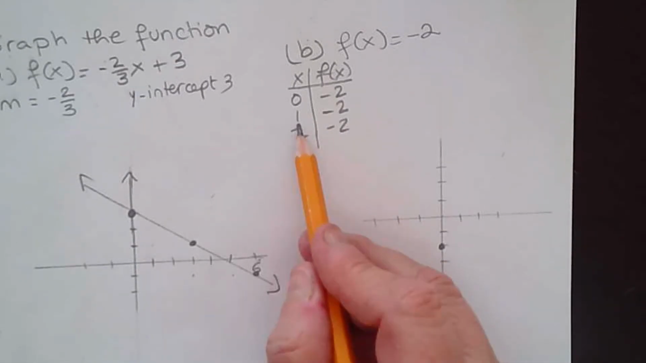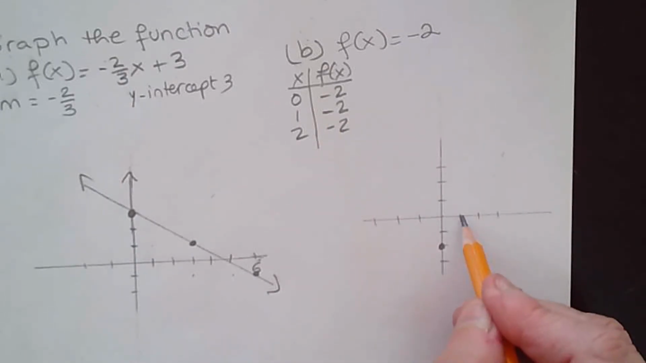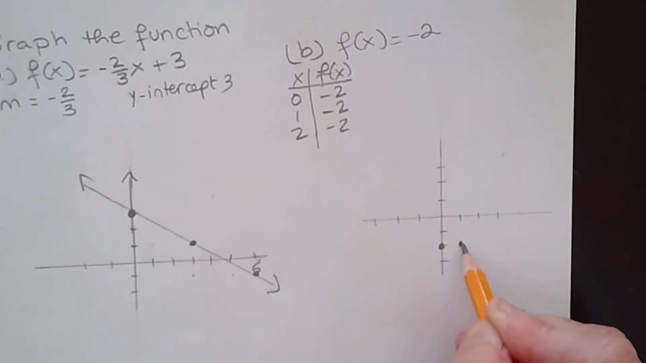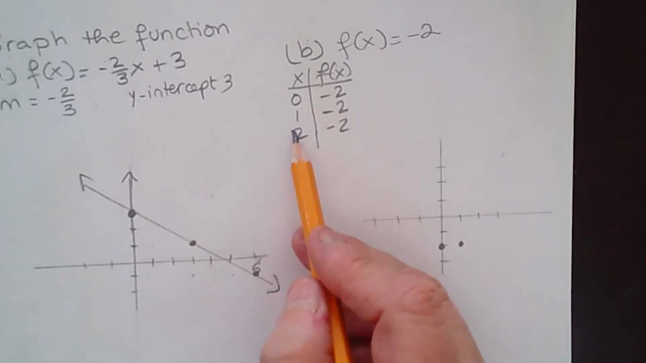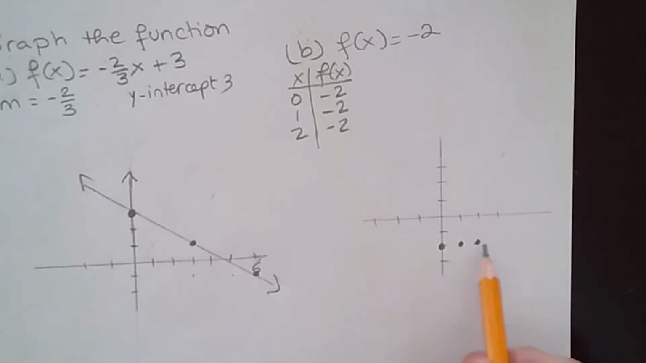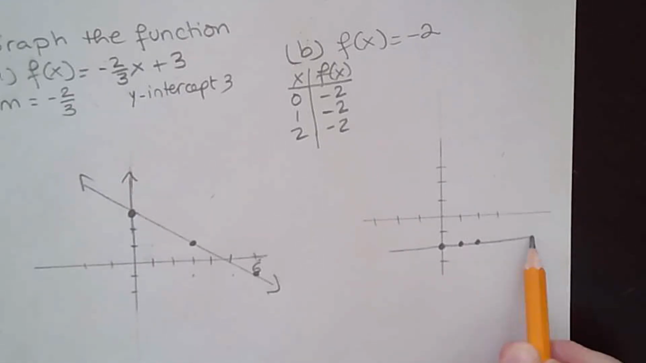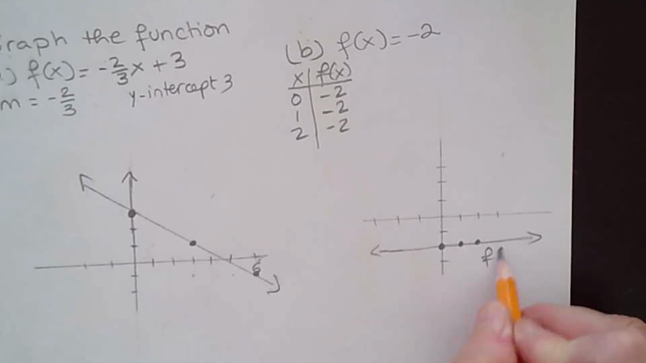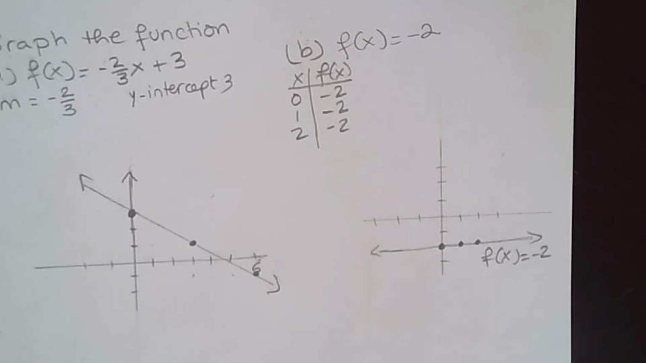And when x is 1, f of x is negative 2. So 1, negative 2. And when x is 2, f of x is negative 2. So if you notice here, what do you have? You have a horizontal line. A constant function gives you a horizontal line. And here's the graph for f of x equal to negative 2. And this one, I didn't write it down. F of x is equal to negative 2/3 x plus 3.